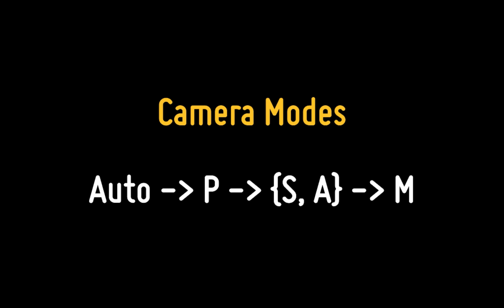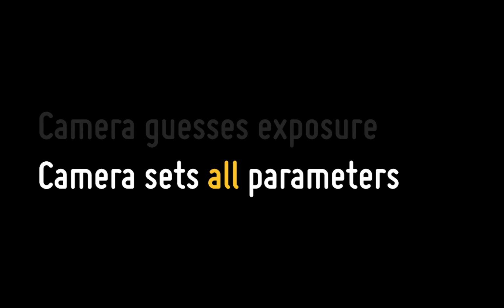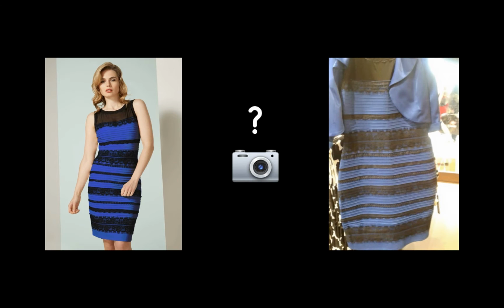So let's relate these back to camera modes. The automatic mode is what your phone is doing most of the time. The camera is going to guess the exposure. It's going to look at the scene and say, how bright should this be? And it's going to set all three parameters on your behalf, and you're going to have no control. It does everything for you, which generally works fairly well. Phones make good pictures. Sometimes the camera's going to guess wrong.